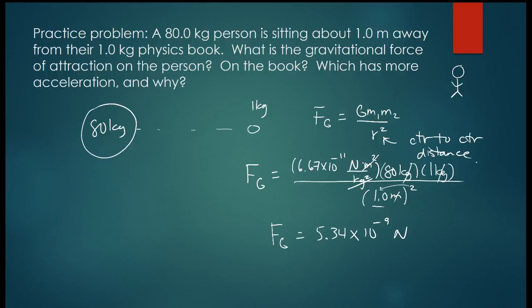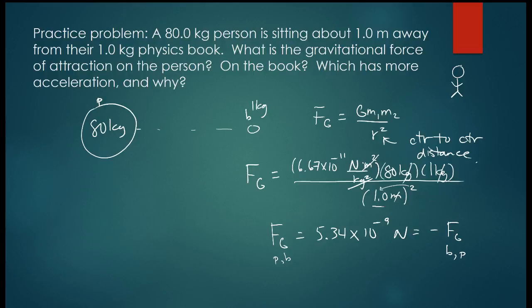Now, this is the force of attraction on the person by the book, but that's equal to the opposite of the force of gravity on the book by the person. So if this is the person and this is the book, that's Newton's third law in action: the force of A on B is equal to the negative force of B on A.